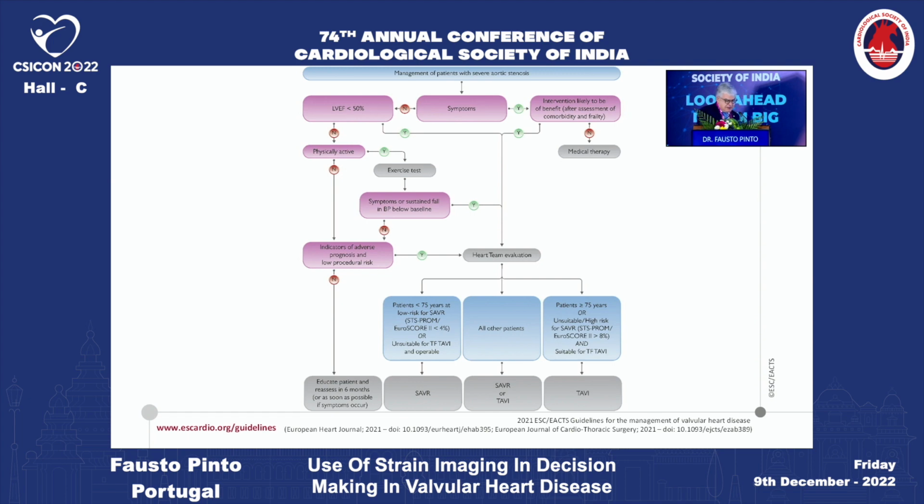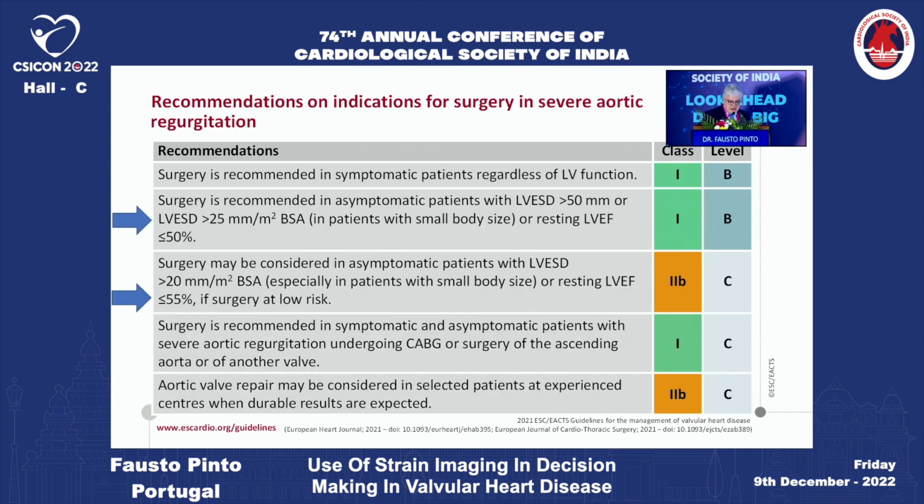And again, this is the algorithm that is recommended in the European guidelines. The American guidelines are very similar, with a cutoff at 50%. And if the patient has an ejection fraction lower than 50%, they should be evaluated in the heart team for consideration for intervention. And here we're talking about, of course, the management of asymptomatic patients, where ejection fraction is still considered an important parameter.